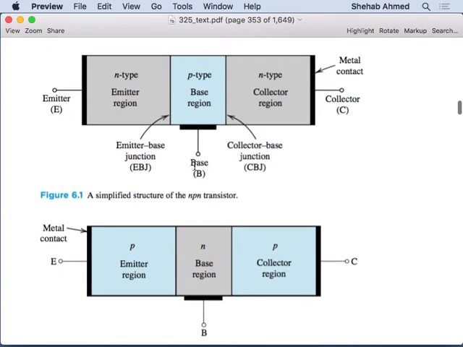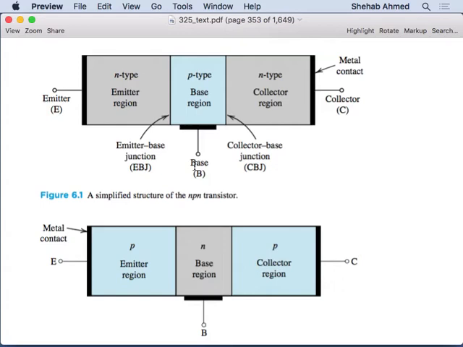Very similar to a diode, yes, two diodes. It's called a bipolar junction transistor. Bipolar junction refers to the fact that the current in the device is transferred using both holes and electrons.